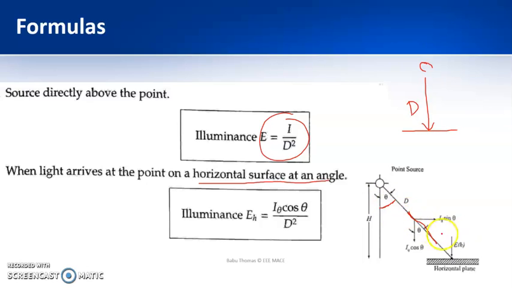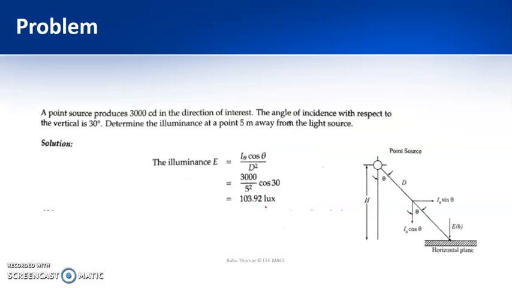So you are looking at the vertical component, and that means this is the angle theta, and therefore this one will be I cos theta. So therefore I cos theta divided by d square, you will be getting the illuminance, that is nothing but using the cosine law. Now we will just do a simple problem.